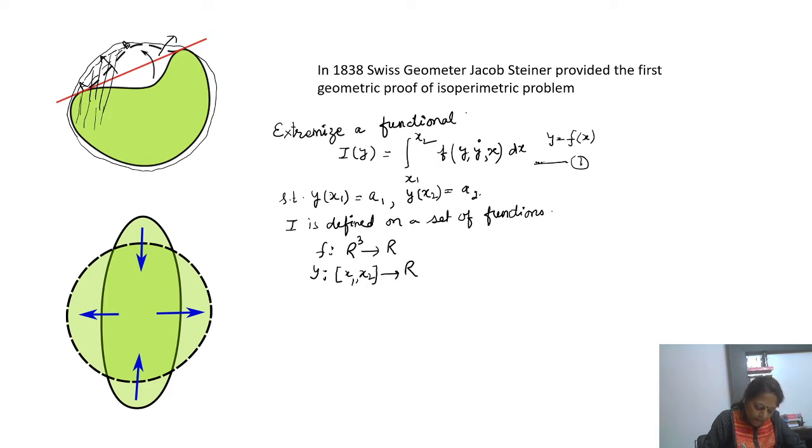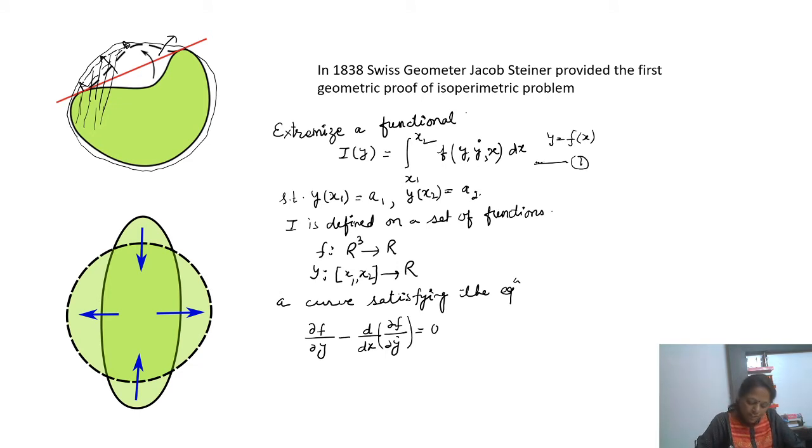He provided that if a curve satisfies the equation delta f by delta y minus d by dx of delta f by delta y dot is equal to 0, a curve satisfying this equation will provide the extremum of I, right?